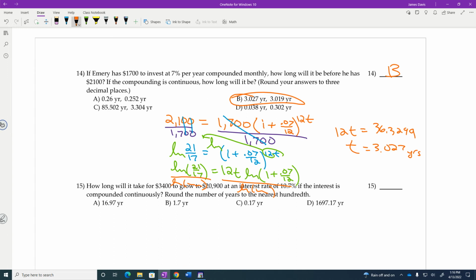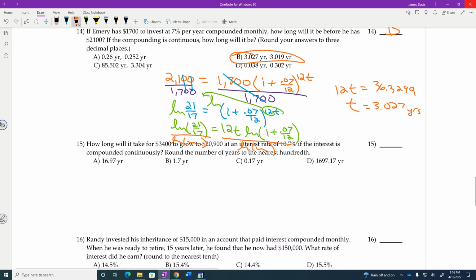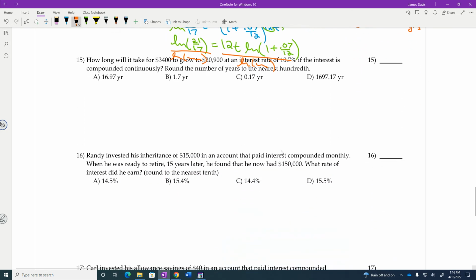Three more. How long? So it's another t problem: how long to grow 3,400 to 20,900. The interest rate's 10.7%, compounded continuously. That means we're going to be looking at our e formulas, right? So our future value is 20,900. Currently, we've got 3,400, times e to the rate, which is going to be 0.107 times t.